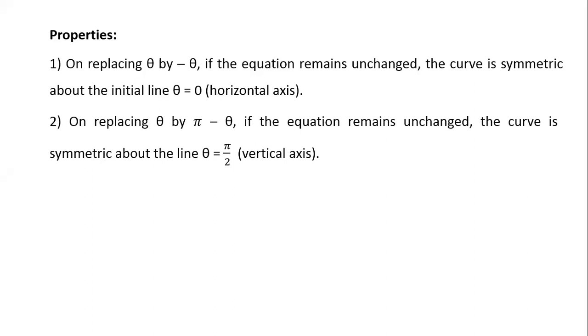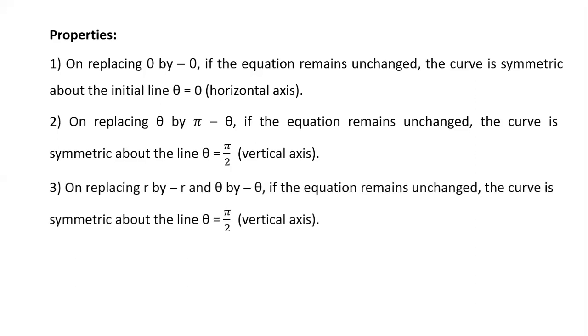Now for the vertical axis, on replacing theta by pi minus theta, if we are getting the same equation, then the curve is symmetric about the vertical axis, that is, the line theta equal to pi by 2. There is one more criterion for symmetry about the vertical axis. Any one of these should be satisfied, that is enough. If one is satisfied, we are not going to check the other.